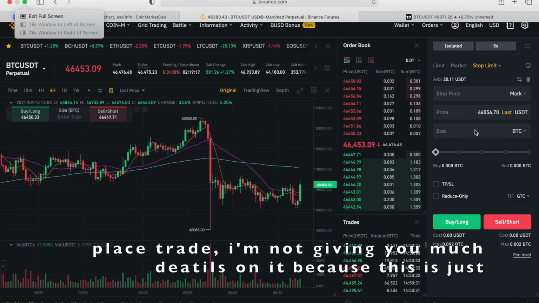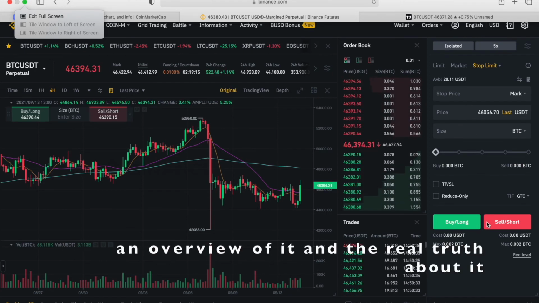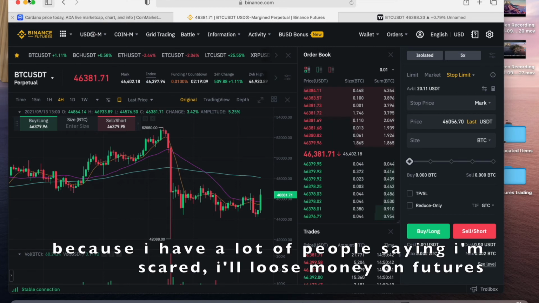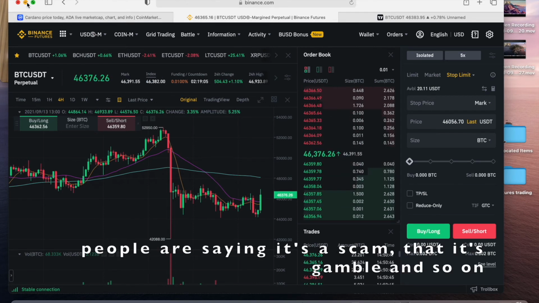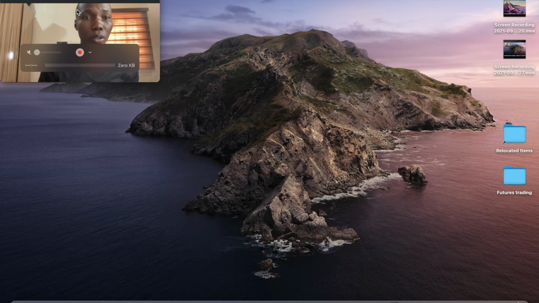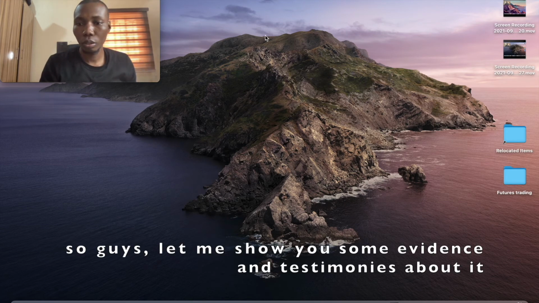I'm not giving you more details now because it's just an overview and the real truth about it. I have a lot of people saying that they're scared they will lose money on futures. People are saying it's a scam or that it's a gamble and so on. But you can actually make money trading futures. So guys, let me show you some evidence and testimonies about it.